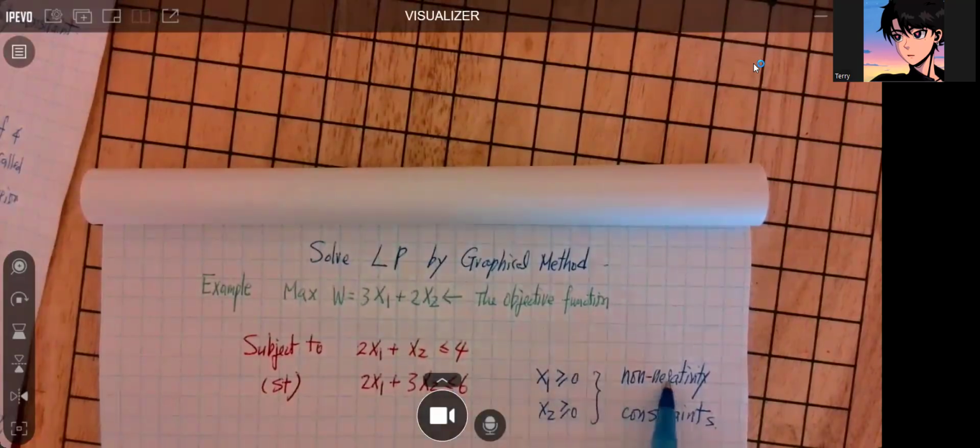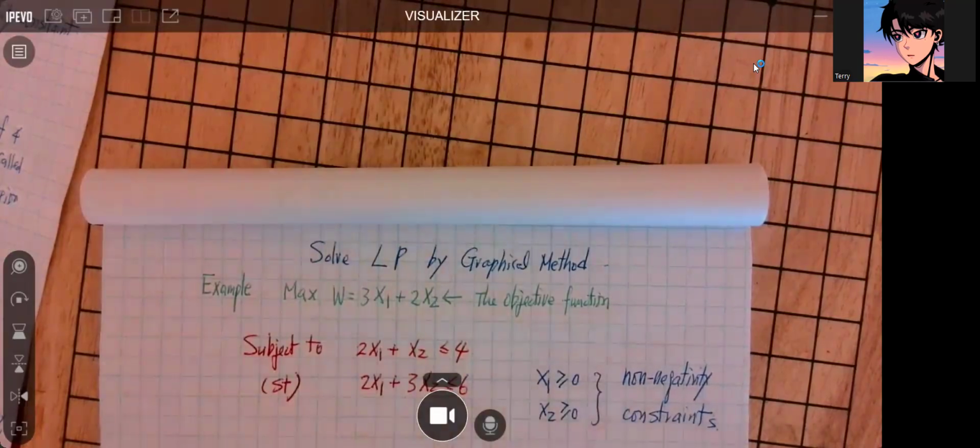These non-negativity constraints are always in an LP formulation, because in real life decisions, you don't know x1. Say x1 is the number of windows produced per week. You don't know the meaning of x1 equal to -3. It doesn't make sense. So in real life applications of LP problems, we always have non-negativity constraints. That is, all the decision variables have to be greater or equal to 0, or you say non-negative.